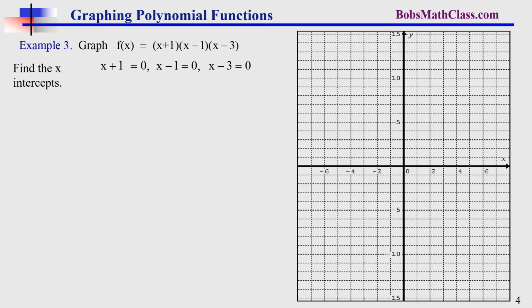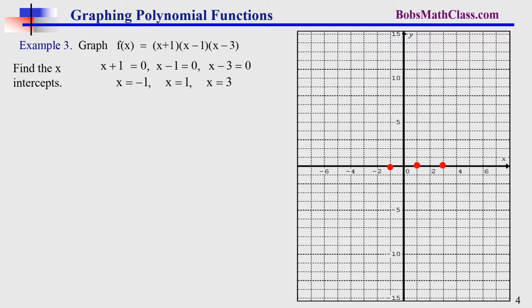So for the first one, subtract 1 on both sides, so you'll get x equals negative 1. The second one is x equals 1, and the last one is x equals 3. You could probably get those numbers by just looking at it. It's always the opposite of the number inside the parentheses. All right, so let's plot those on our graph. So put a dot on the x-axis at those three numbers. One was at negative 1, one at positive 1, and the other one's at positive 3.